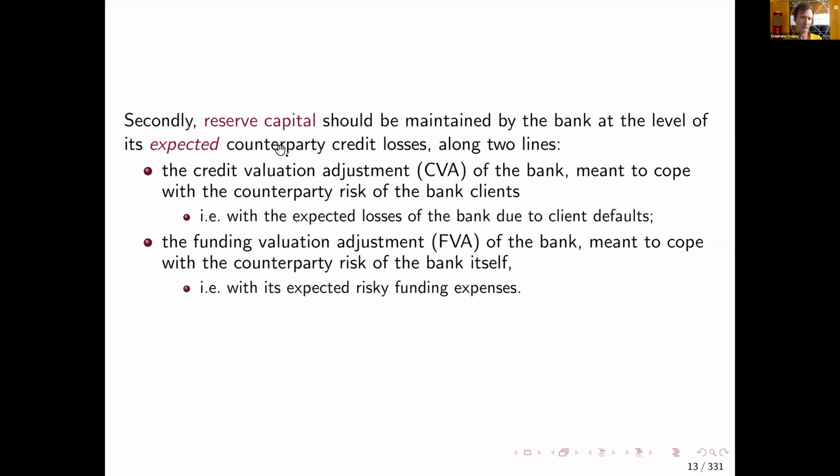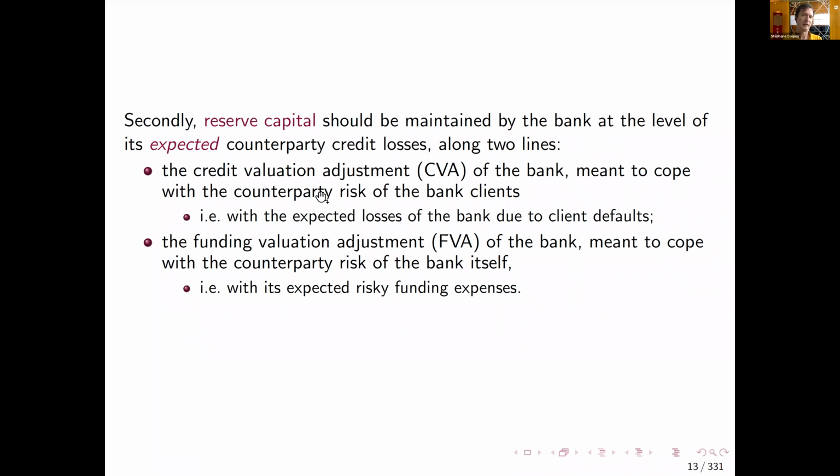So this expected counterparty credit loss comes along two lines, right? Credit valuation adjustment, which is meant to cope with the counterparty credit risk triggered by the default of the clients of the bank. So here we are talking about expected losses of the bank due to client defaults. And symmetrically to that, we have the funding valuation adjustment of the bank, which reflects the expected risky funding expense of the bank, where the bank needs to borrow to address margin calls, and this is costly for the bank. Not only a risk-free cost, but also a risky cost because the bank itself is deemed risky, as reflected by the CDS curve of the bank.